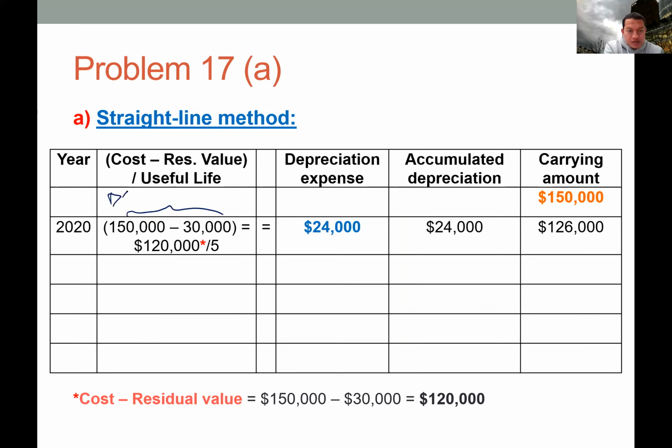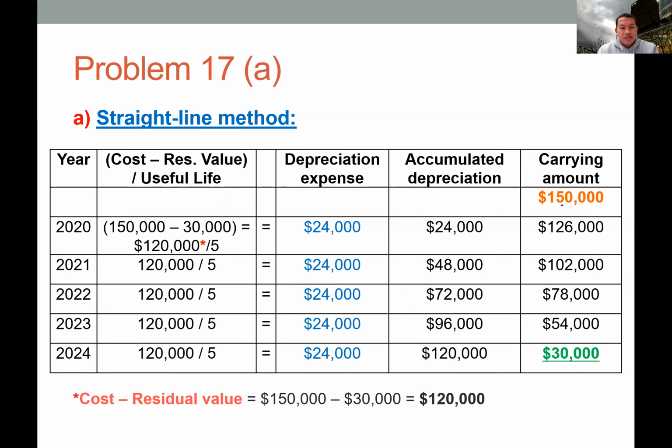Okay, so this is the depreciable value, cost minus the residual value, and then divide by the economic life. Economic life is 5 years, so we get 24,000 of depreciation expense per year. Okay, and then we accumulate this depreciation and calculate the book value or the carrying amount. Okay, this will be the same throughout the economic life of this asset.